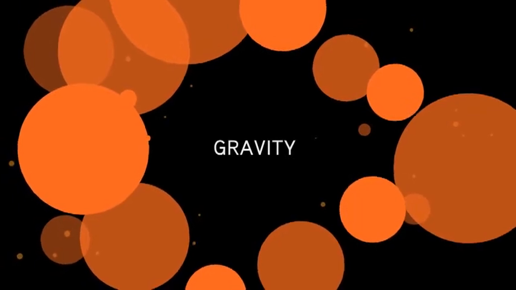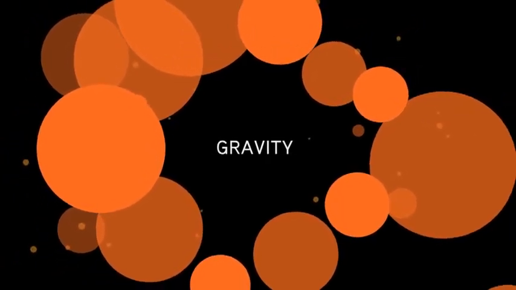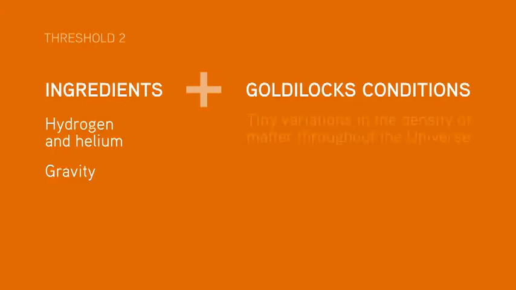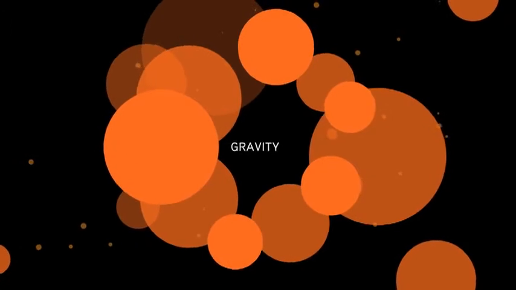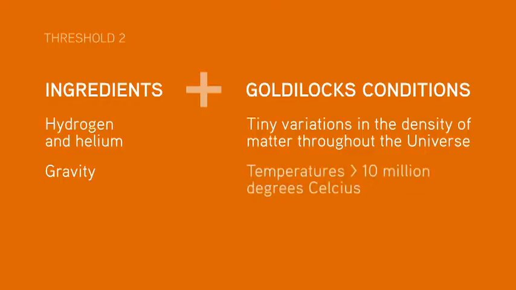Here's what happened next. Wherever there is slightly more matter, gravity is more powerful. So tiny variations in the density of matter became the first Goldilocks condition for this second threshold. Gravity packed slightly denser regions ever closer together, squashing them so tightly that they began to heat up. This growing pressure and heat created our second Goldilocks condition.